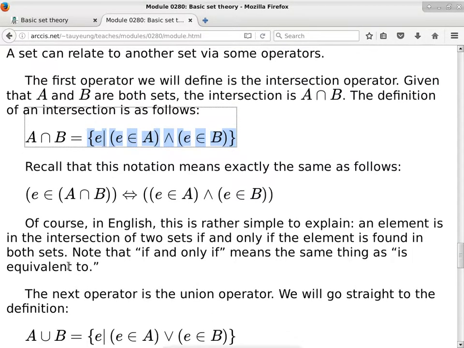Just a reminder of what this notation means. It really means that E is an element of A intersect with B if and only if E is in A and E is in B. If one of these two is an empty set, then one of the parts of the conjunction is not possible because an empty set has no elements.